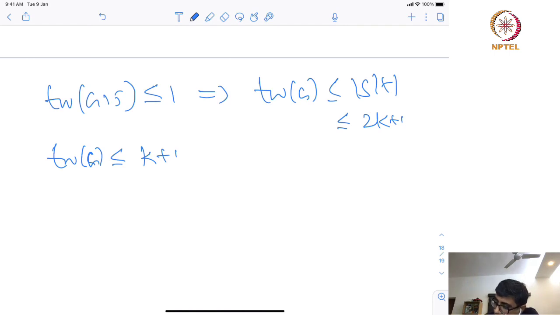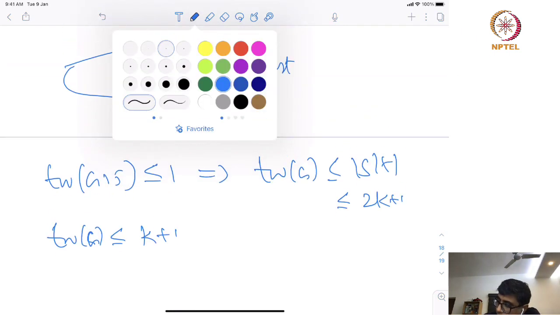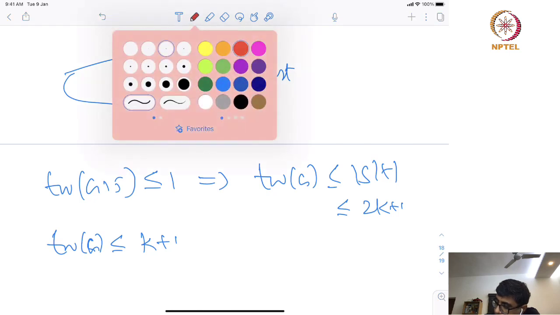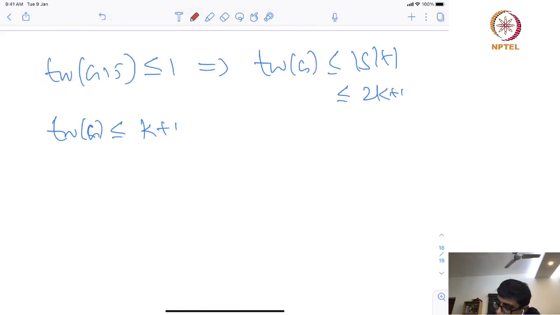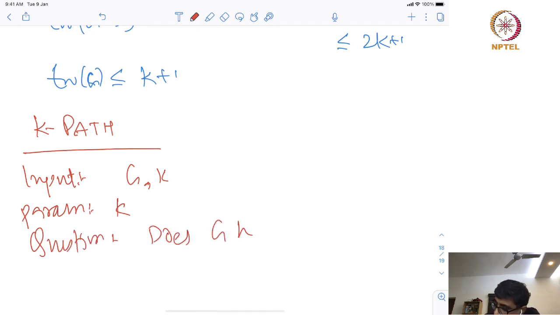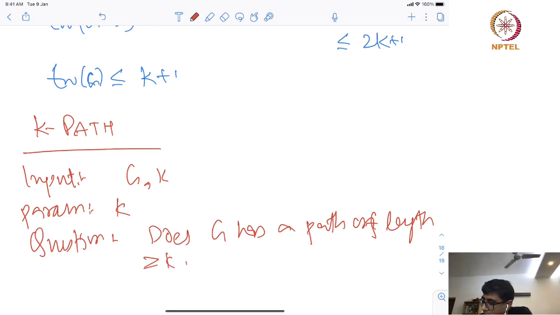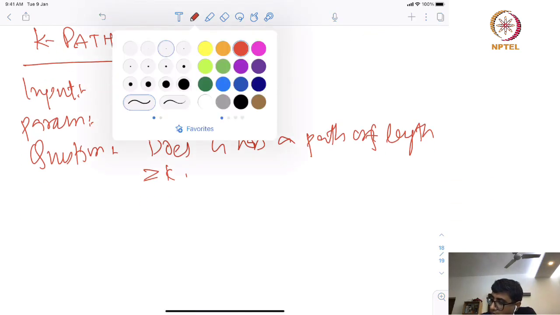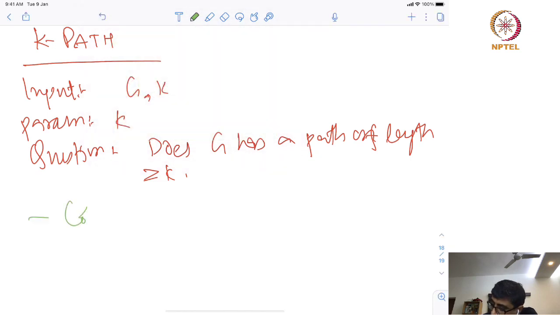So this is like longest path, or k-path, whatever it is called. Input is G, k, parameter is k. Question: does G have a path of length at least k? And for this, you must have seen in the last week a color coding algorithm.